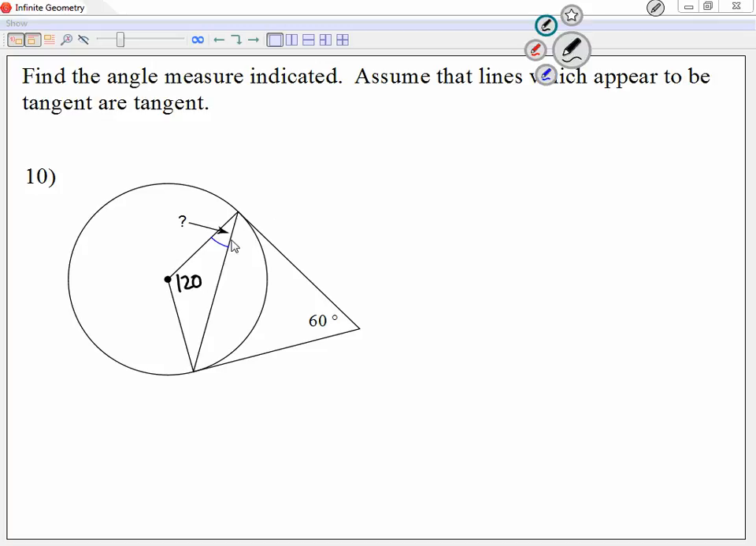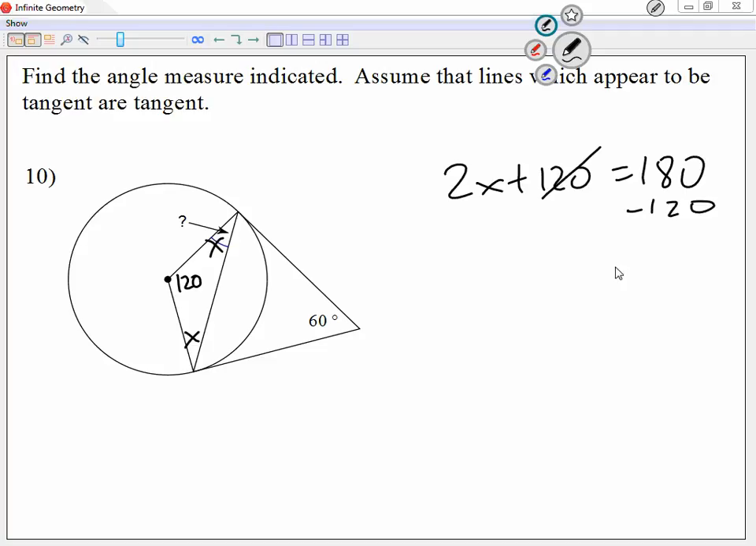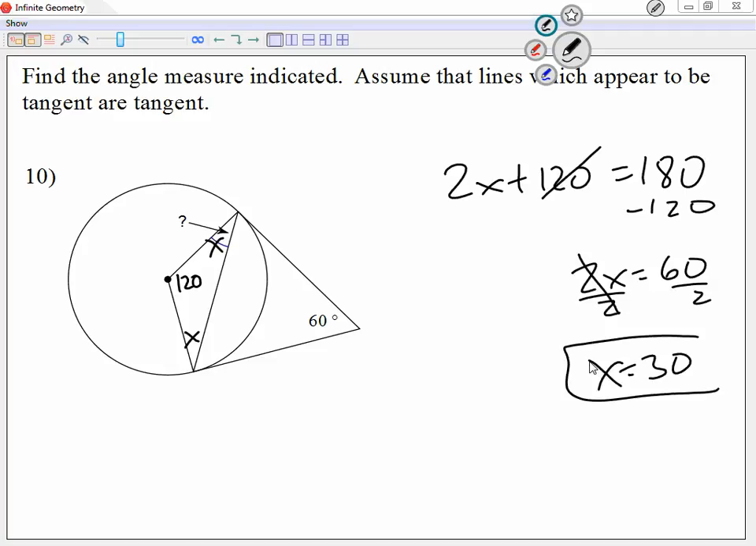This angle is 120, this angle is x, this other angle is x. So looking at the triangle, if I add everything, 2x plus 120 is equal to 180. Remember, in a triangle, they add up to 180. Let me move my 120 to the other side as a minus. So 2x equals 60. Let me divide by 2. x equals 30. Number 6? Sure.